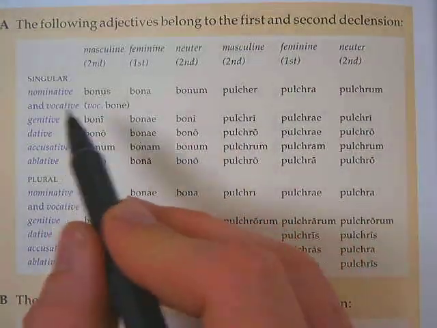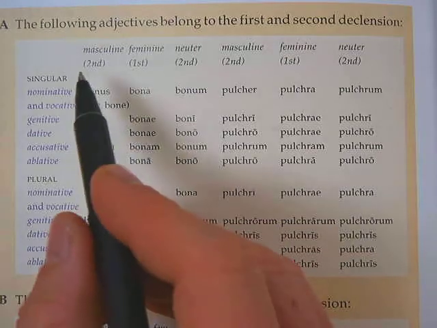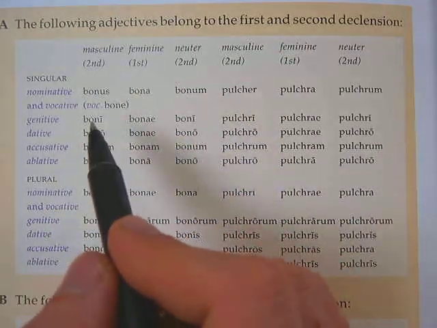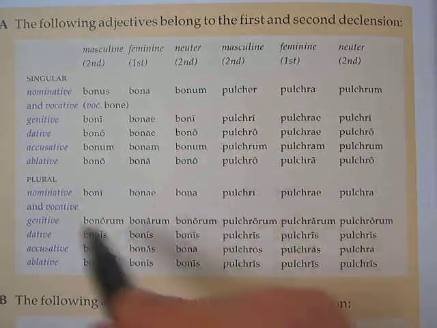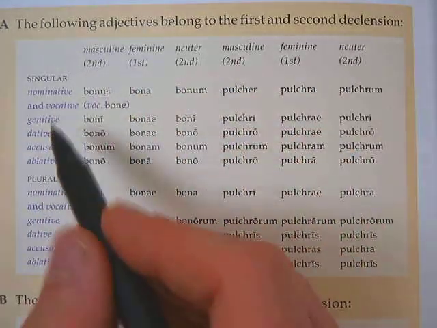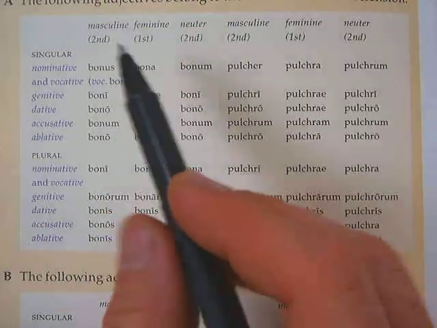That's how it works. Since you need to be able to have an adjective for every case, for every gender, and for singular and plural, they have all these different forms of the adjective. Here's the singular up here, here's the plural down here.